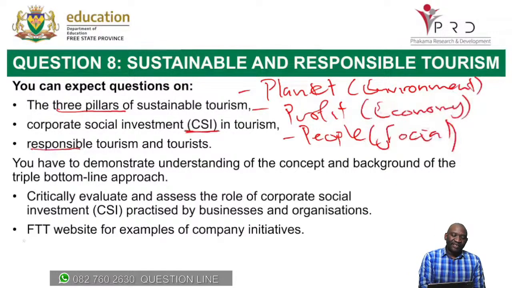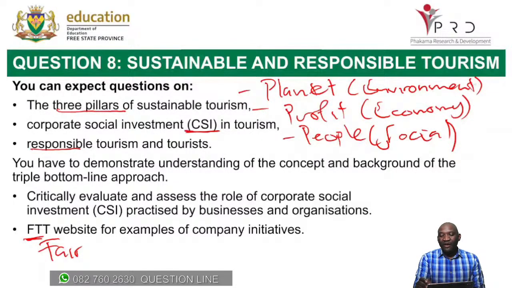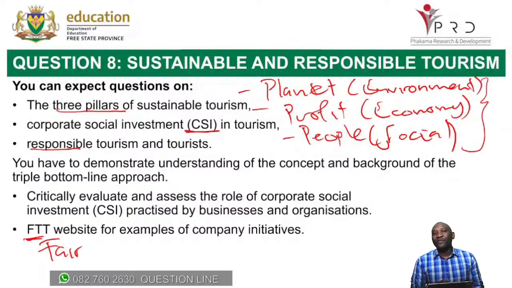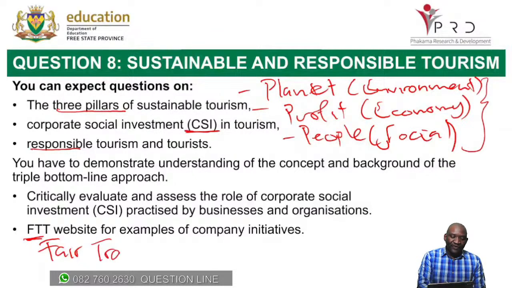There is an organization in South Africa called Fair Trade Tourism. This one gives certificates to companies that are doing these things right. There are companies that must look at the environment and encourage their tourists to do the same. They're not only looking at the profit for themselves, but they want to encourage or help the community as well. And they're also looking at the people who are found in that area. So Fair Trade Tourism gives certificates to companies that perform well in these particular areas, right?